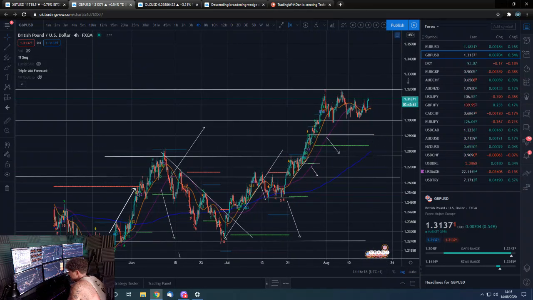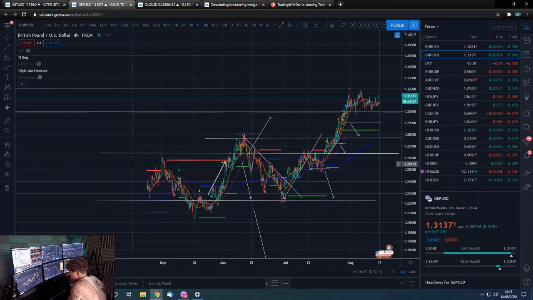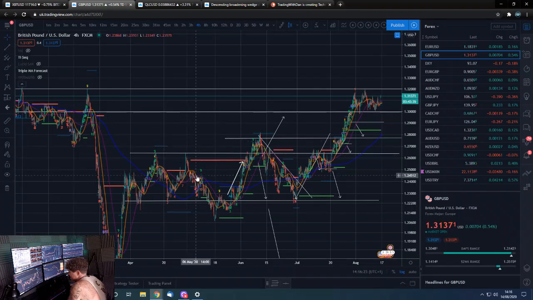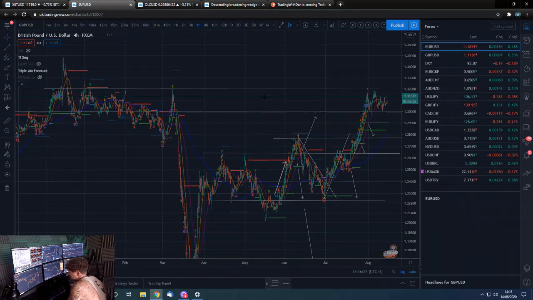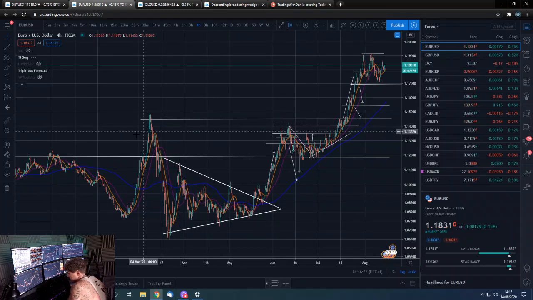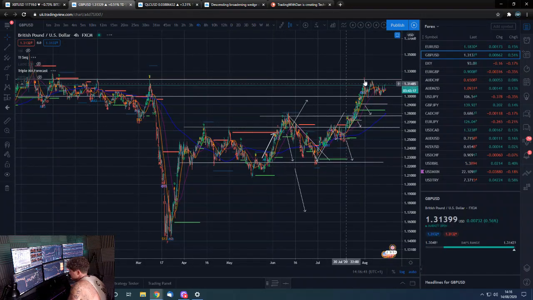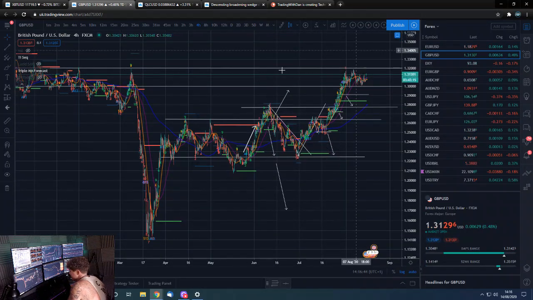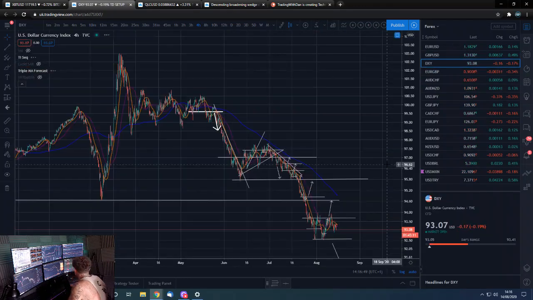This clearly isn't as extended as the Euro US dollar. If you look at it, it's there or thereabouts. The Euro US dollar is clearly higher than these corresponding levels from February. I'll just quickly show you. February is here, so obviously you can see we're a lot higher than that now. So this is not as overextended. We could realistically, probably break through here and see some good upside.